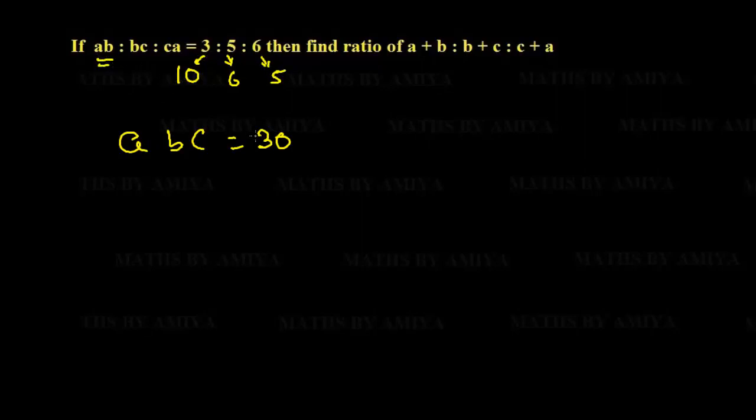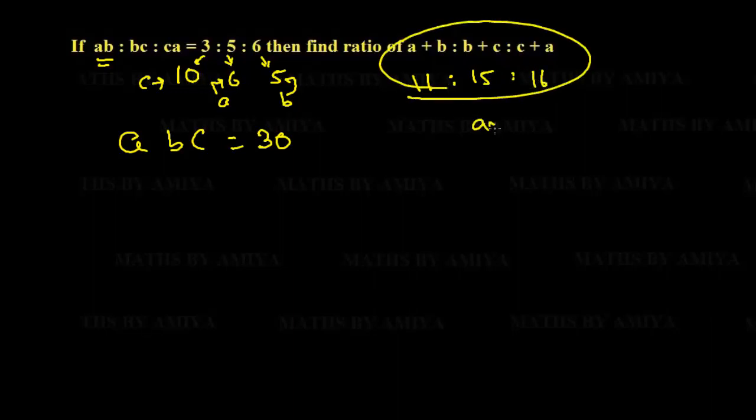AB is 3, ABC is 30, so the missing term C should be written by 10 in the ratio terms. BC is 5, so A should be 6. CA, that means B should be 5. And we want A plus B, that is 11. We want B plus C, that is 15. We want C plus A, that is 16, and this is our required answer for the question. I hope this one is clear.